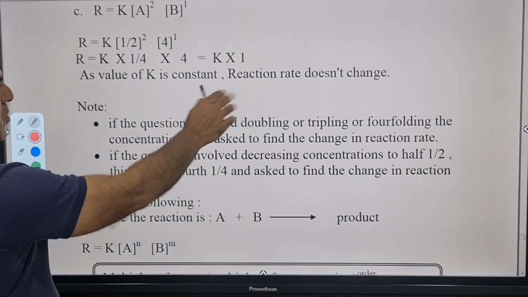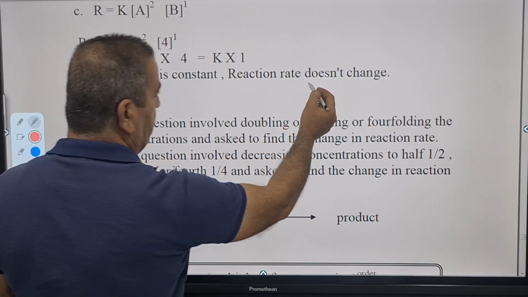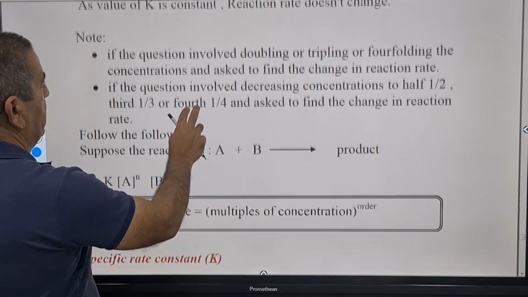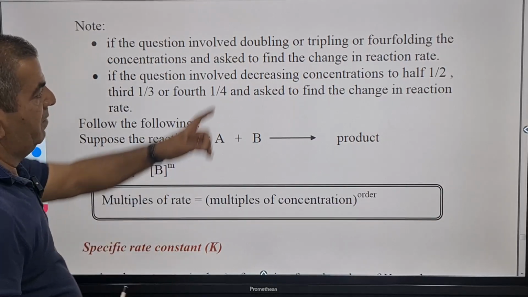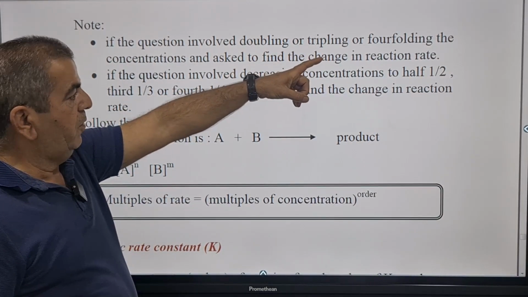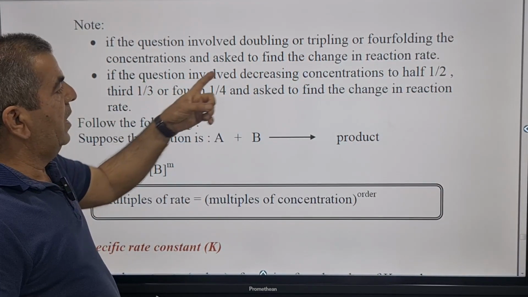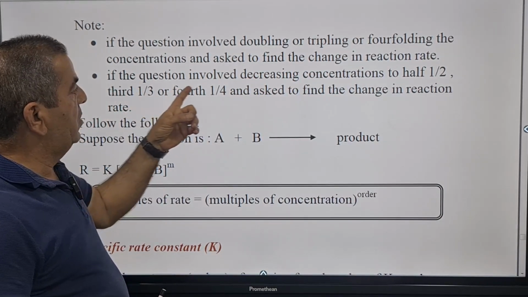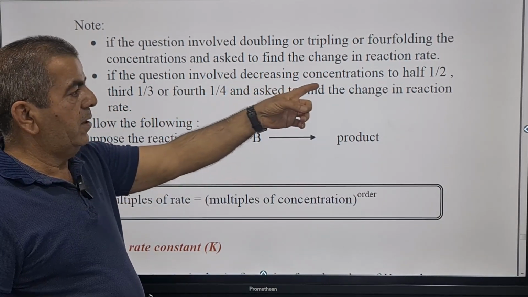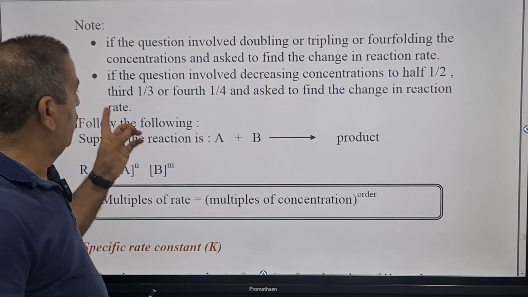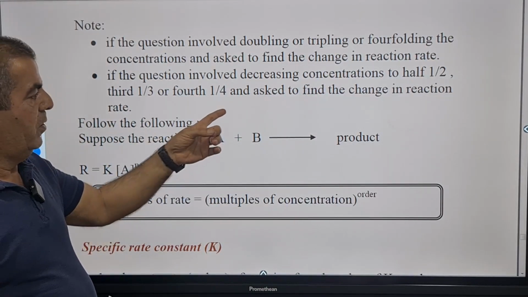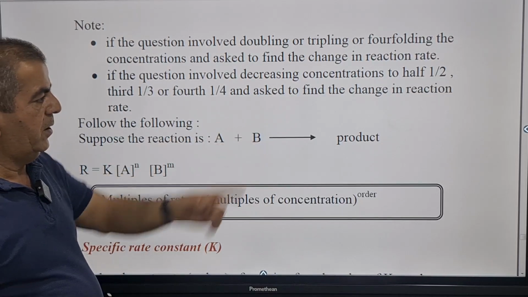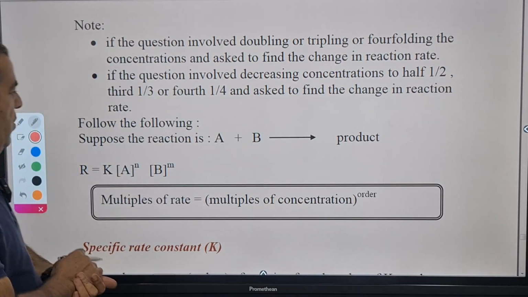So K times 1, so we have just talked about that it doesn't change. We have not here if the question involves doubling or tripling or fourfolding the concentration and asked to find change in reaction rate. If the question involved decreasing concentration to half, to third, or to fourth, and asked to find the change in reaction, just follow the following.